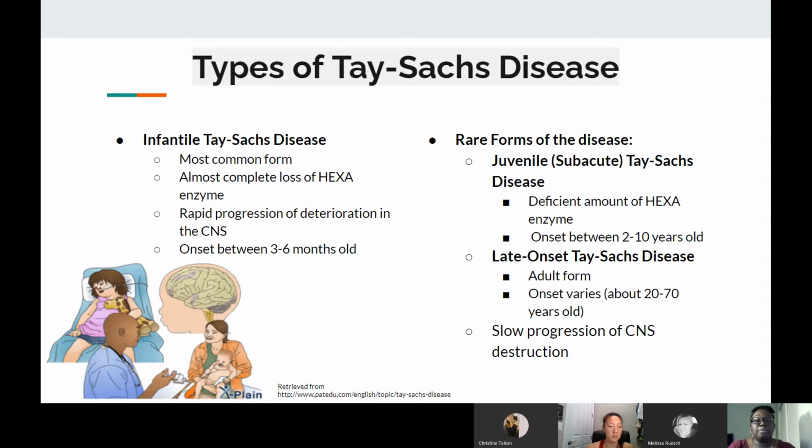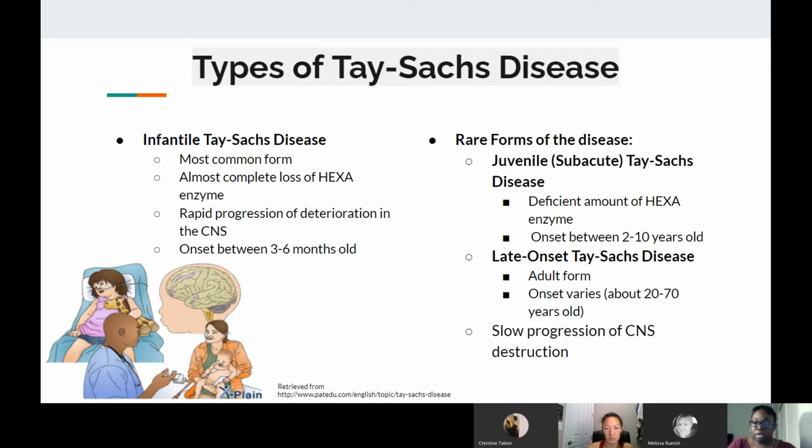So there's three types of Tay-Sachs disease. The first and most common is the infantile Tay-Sachs, and it's characterized by an almost complete loss of the HEX-A enzyme. The disorder is rapidly progressive, and the onset of the symptoms is between 3 to 6 months old, with fatality or life-threatening complications around 3 to 5 years of age.